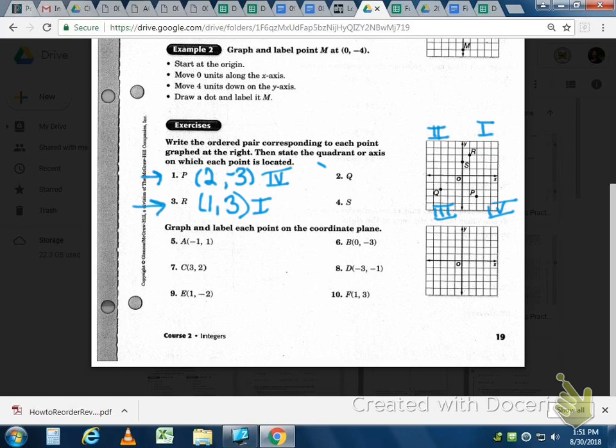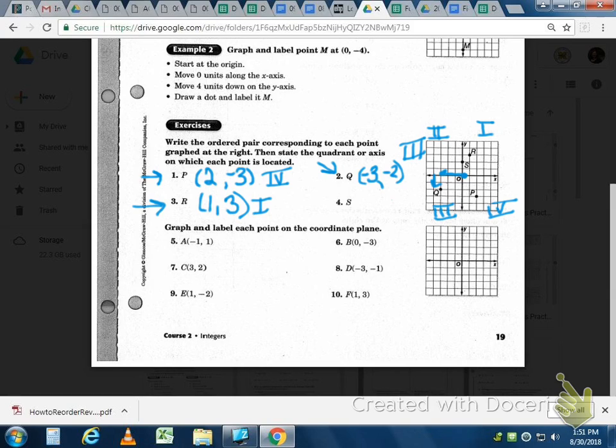So let's look at Q. Who wants to give the ordered pair for Q? Liam. You always go left, right first. Okay, so you go 3 left, so that would be -3, and then you would go 2 down, so -2. And what quadrant is that? The 3rd.